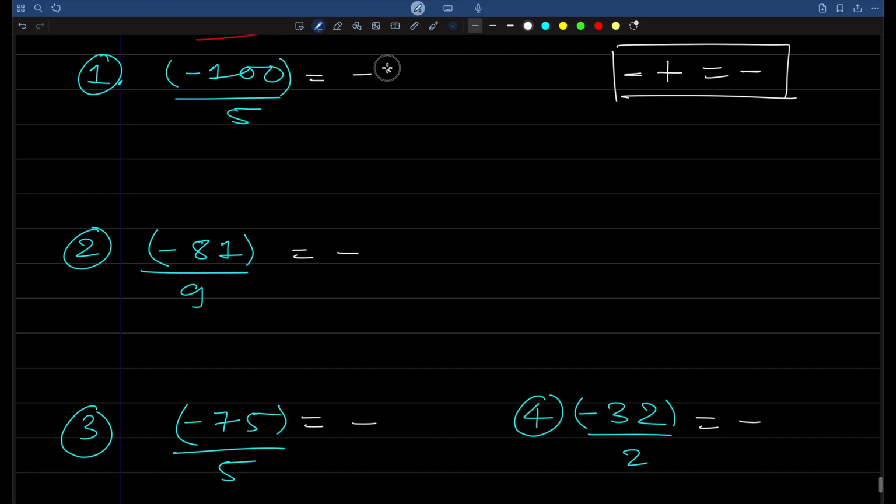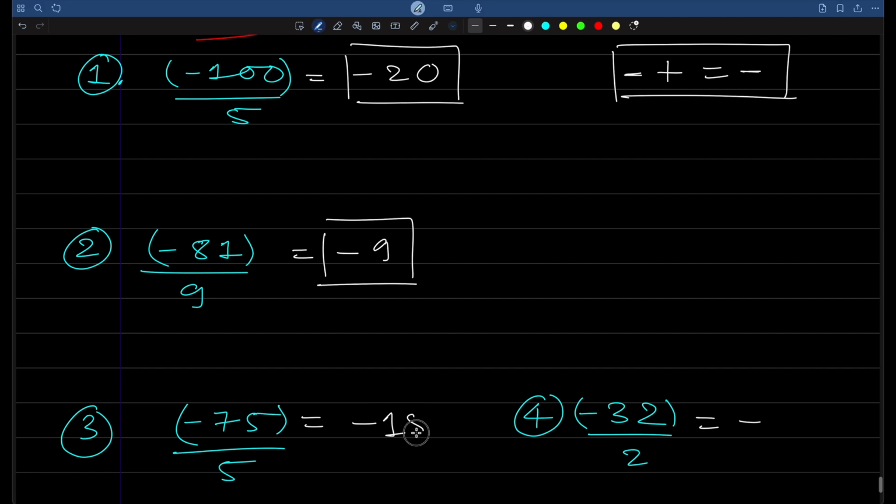100 divided by 5, 81 divided by 9, 75 divided by 5, and 32 divided by 2.